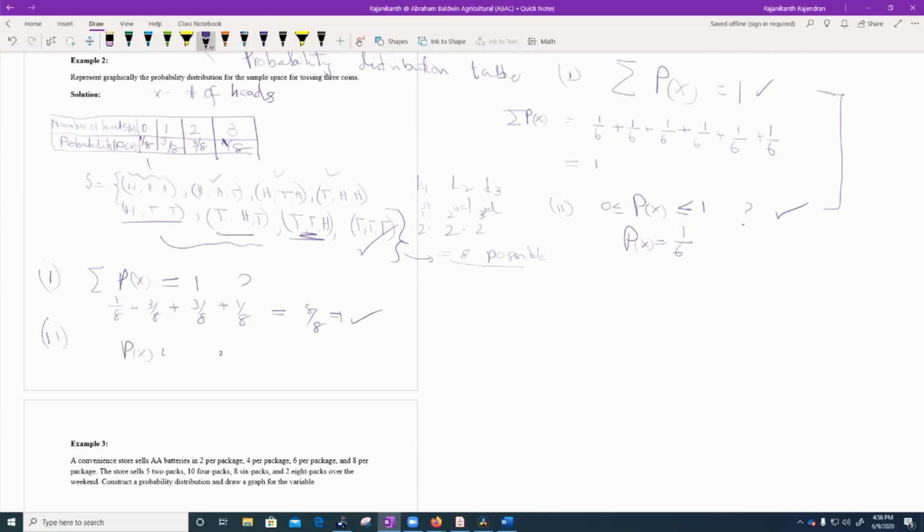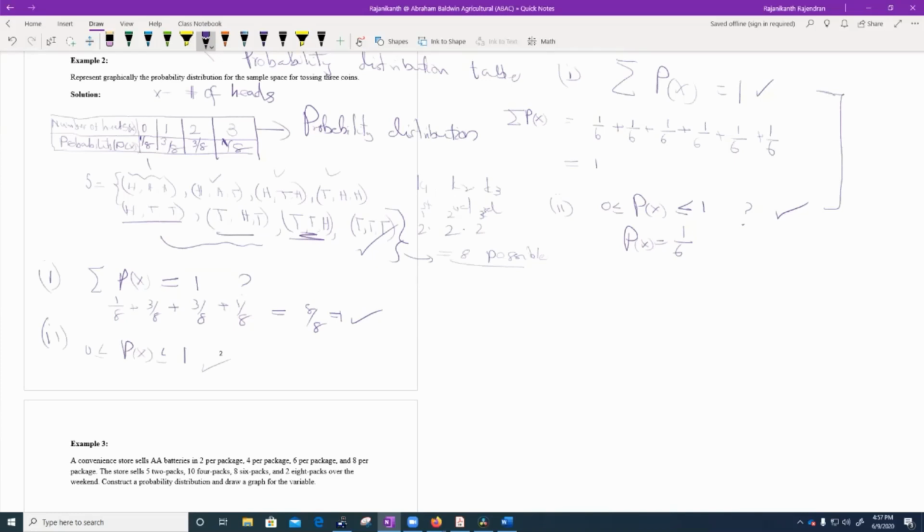Are your P(x) between 0 to 1 inclusively? Yes. 1 over 8 is between 0 to 1, 3 over 8. All the numbers are now between 0 and 1. Therefore, yes, this is also satisfied. Therefore, two conditions are satisfied. This is a probability distribution. Okay? Probability distribution. So that is correct. So I made the probability distribution table.